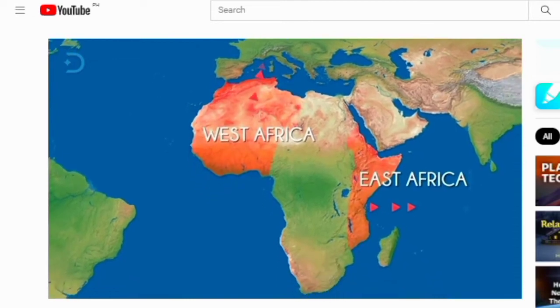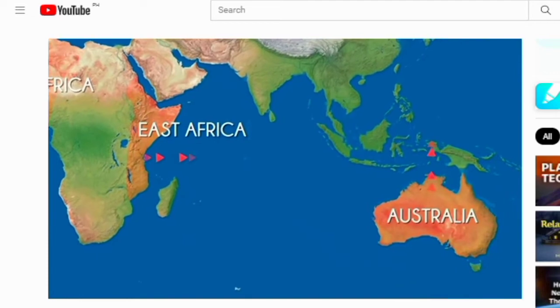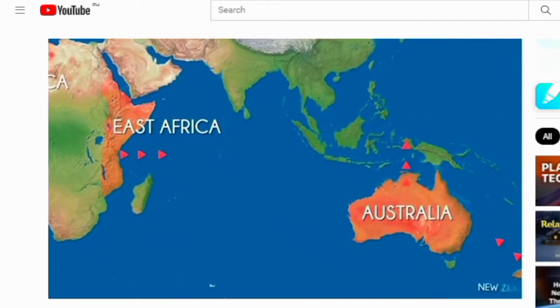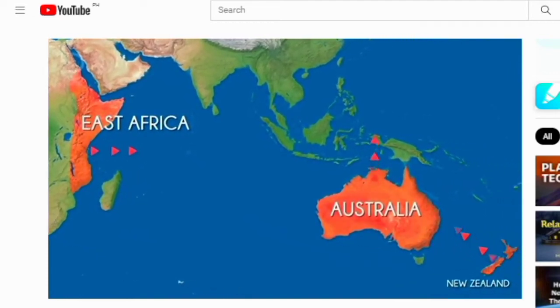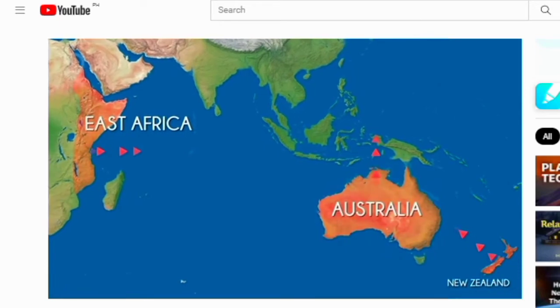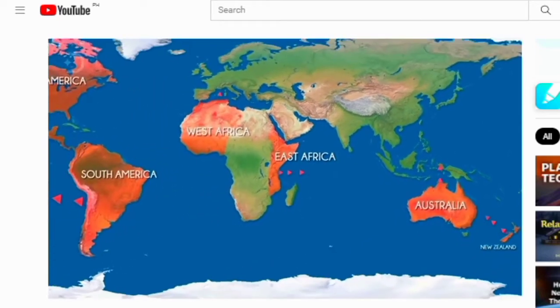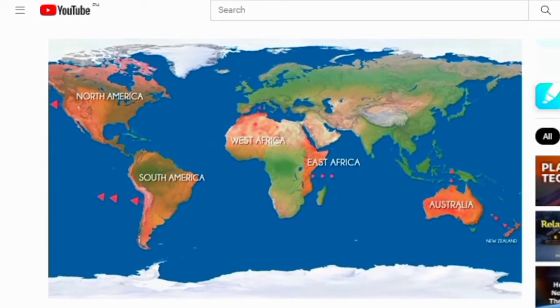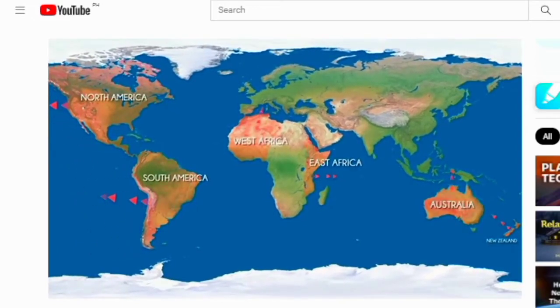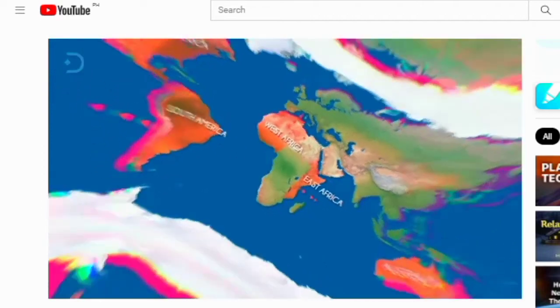The far eastern region of Africa will rotate eastward toward the Arabian Peninsula, and Australia will move farther north into the tropics, and New Zealand will move to the south of Australia. Of course, these are just predictions because, as we mentioned earlier, the movement of the plates is unpredictable, because a major earthquake or volcano could shift a tectonic plate in any direction.